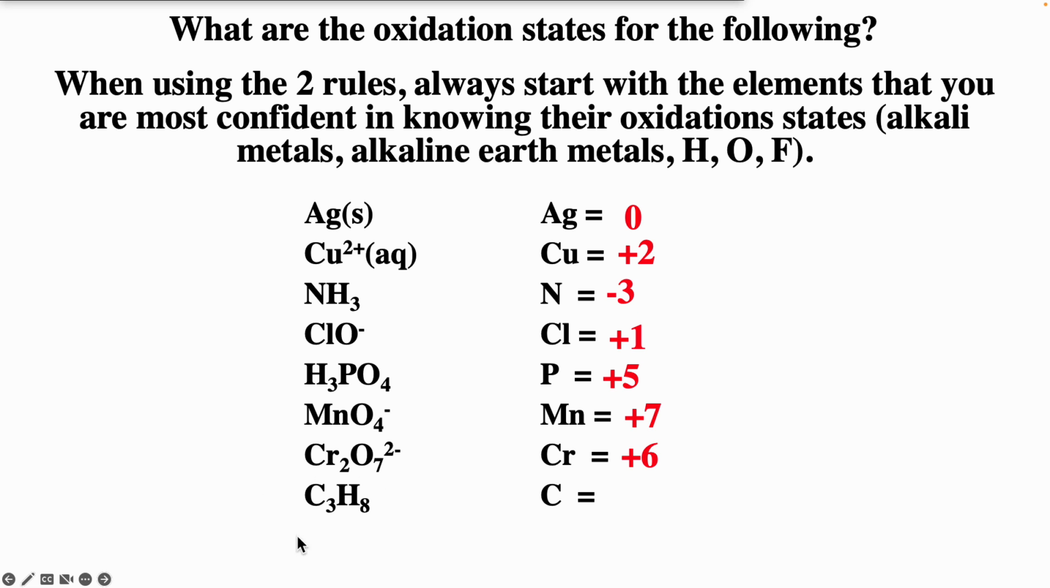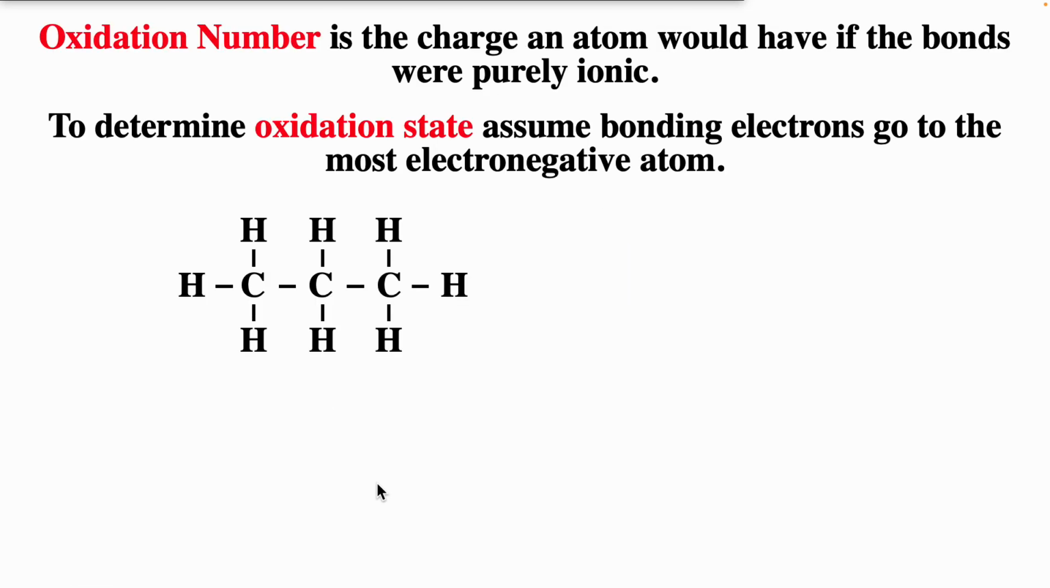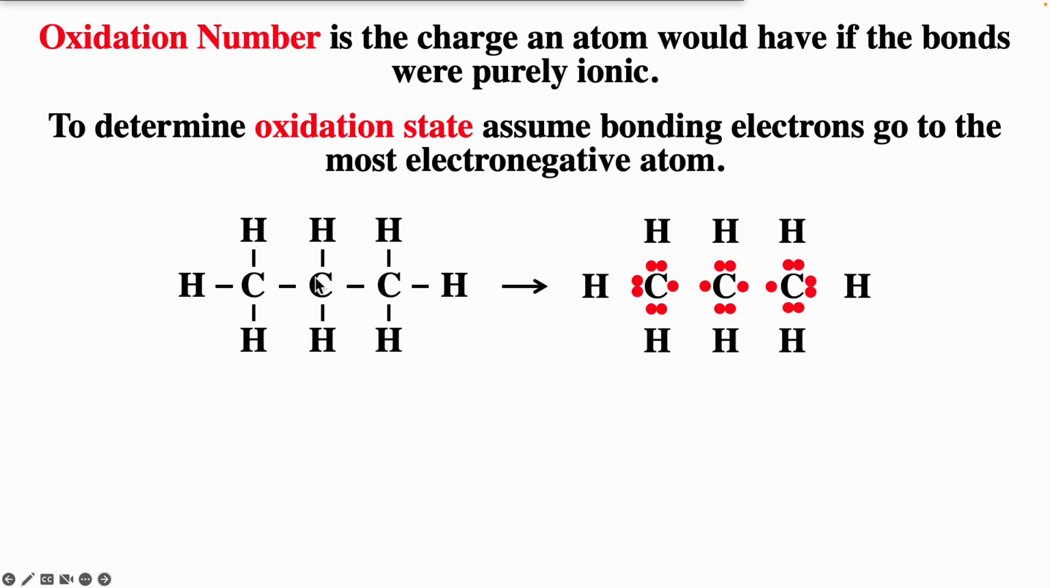And for this one, if we try it, let's see, hydrogen's a +1. And so the carbon would have to be 8 divided by 3. Now the oxidation states can never ever be fractions. And so the 2 rules do not work for this compound. And so we have to use the Lewis diagram. And so we draw the Lewis diagrams. Now carbon's more electronegative than the hydrogen, and so it's going to get the bonding electrons.